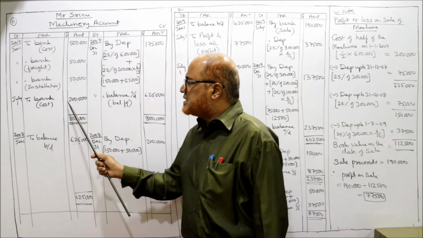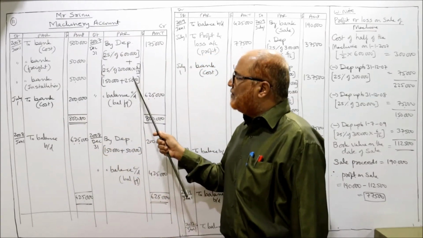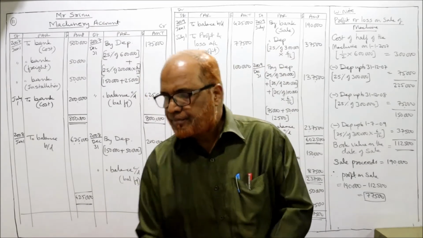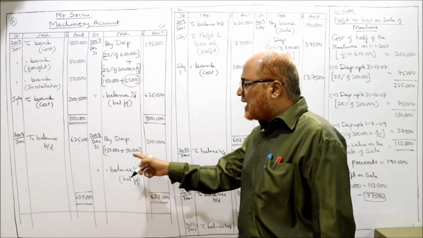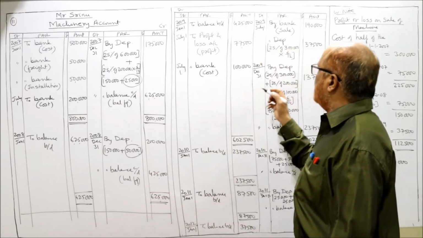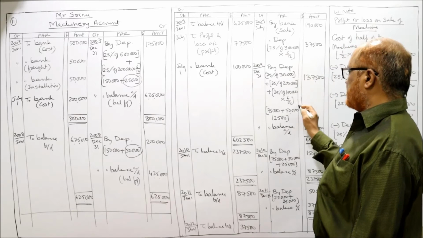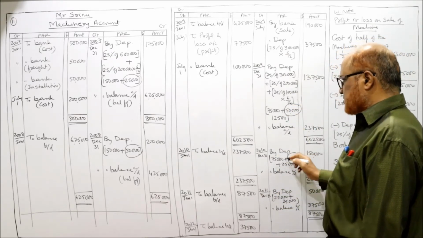First year depreciation, this is the second machine. On the second machine, first year 25,000 depreciation. Second year 50,000 depreciation. Third year 50,000 rupees depreciation. The last year 50,000 rupees depreciation.